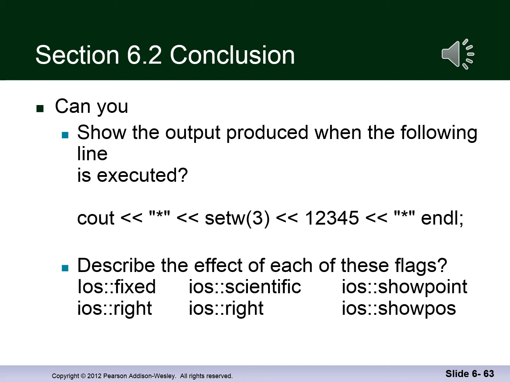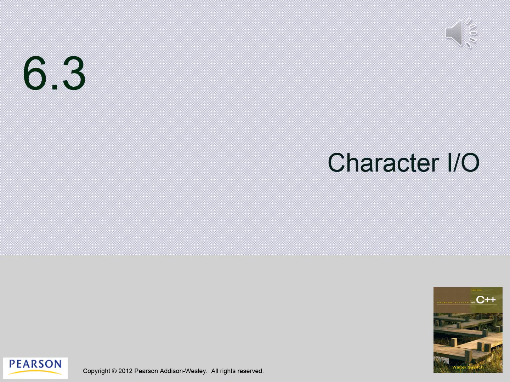Let's move on to section 6.3 and end this chapter. The last section in chapter 6.3 deals with character I/O, and that is breaking down the input and output one character at a time versus one int or one bool or one whatever. And you'll see why this is necessary and how it compares to item input and item output.